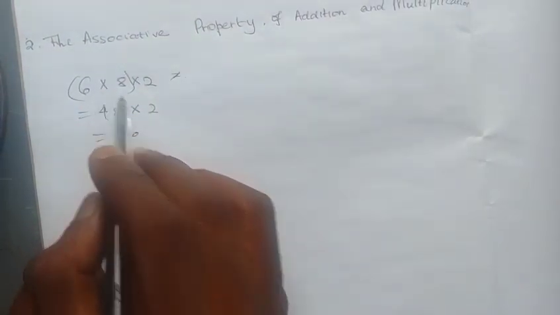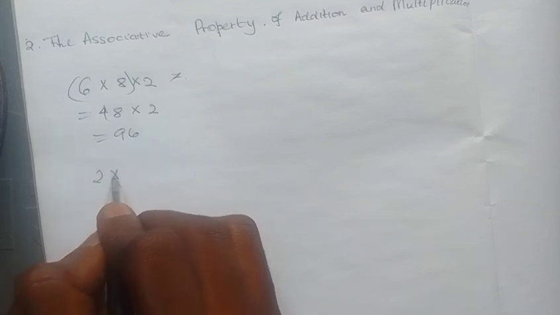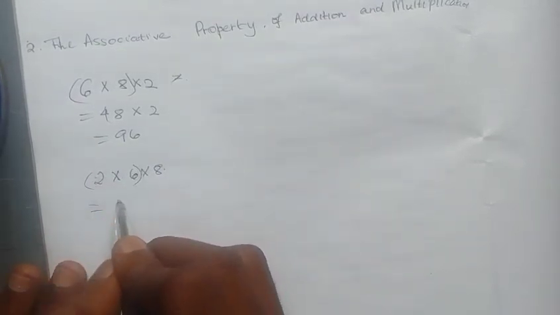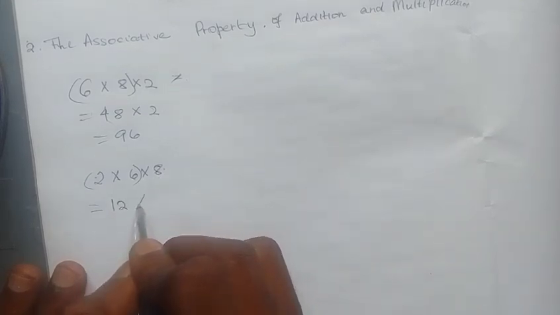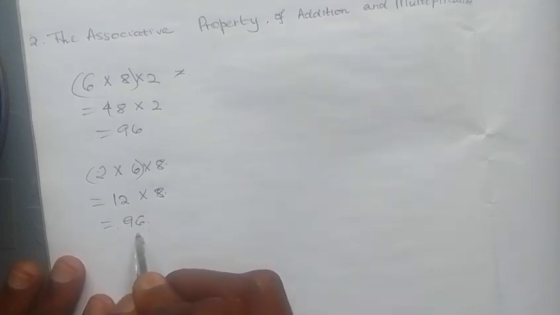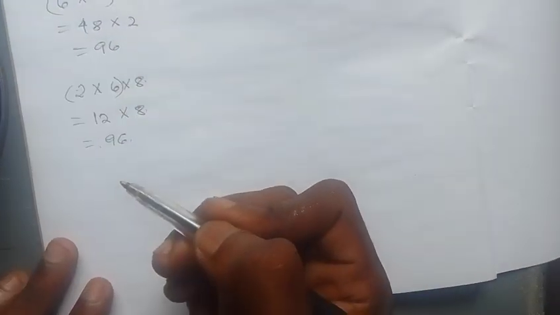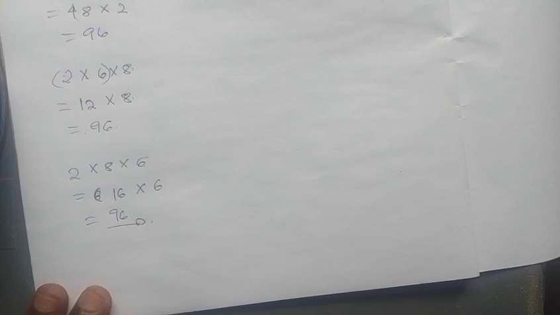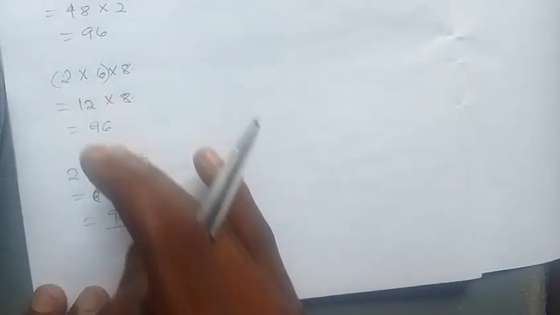Say I swap these and I have maybe 2 times 6 times 8. And this will give me 2 times 6, which is 12, and then times 8, which gives 96. Or another way I can also put it is 2 times 8 times 6, which will give 16, and then I multiply by the 6, which will give me 96. Perfect, ladies and gentlemen. So no matter which two numbers we multiply first, we get the same answer. Therefore, the associative property of multiplication, you do it like this.